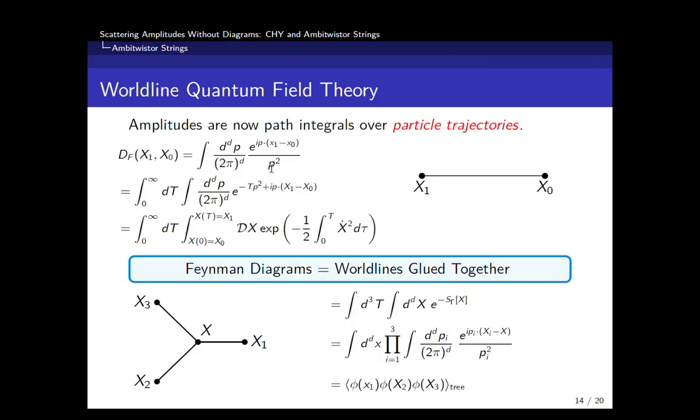All right. Now worldline quantum field theory. I'll zoom through here. You have your Feynman propagator. You do your Schwinger parametrization. You get your second-order path integral over the worldline, and then your Feynman diagrams are just going to be your worldlines glued together.